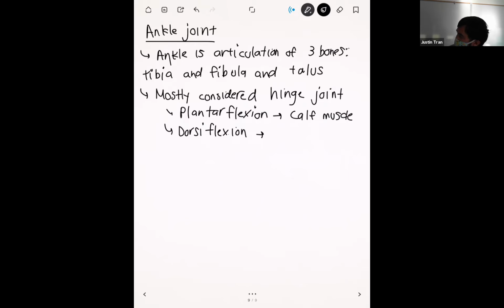But the muscle that does dorsiflexion here is called the tibialis anterior muscle.